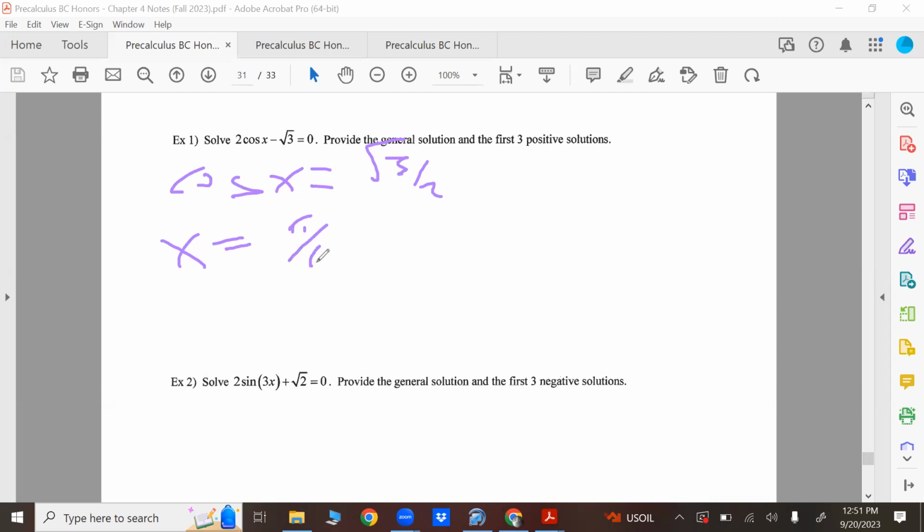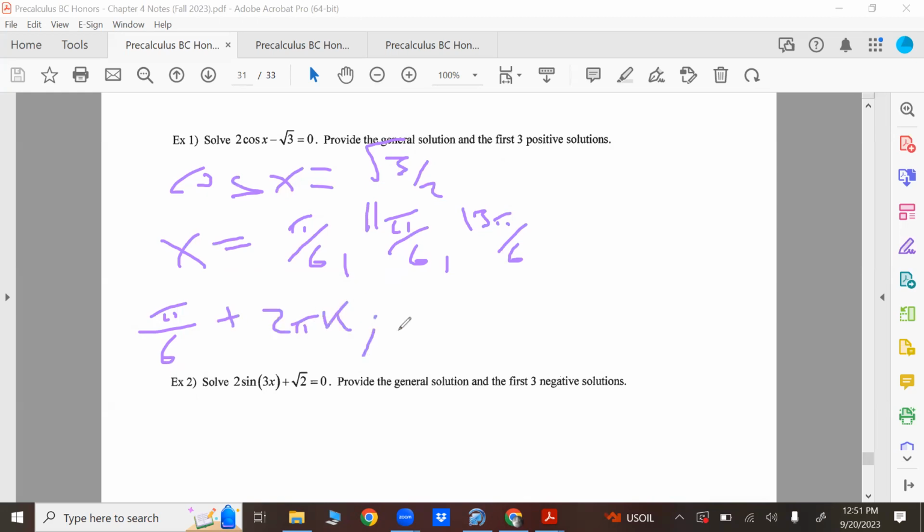Degrees I won't accept, because you need to get used to radians anyway, and it just gets kind of weird with the degrees. So pi over 6 for sure. Where else will it happen? Good. And where else? Good. So those are your first 3 positive solutions. Then the general solution, are you good? Did you have a question? No. Okay. So pi over 6 plus 2 pi k.